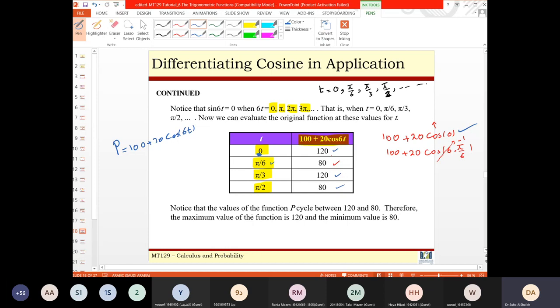You got that? We got t values. We substitute them in the original function in a table. This will give me some values for the maximum and values for the minimum. Any questions?